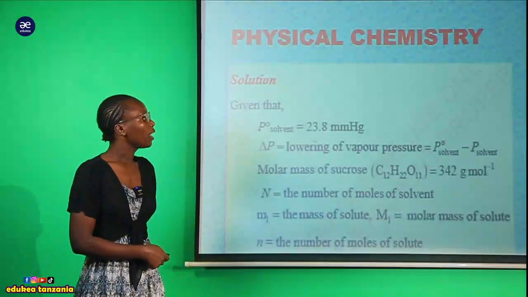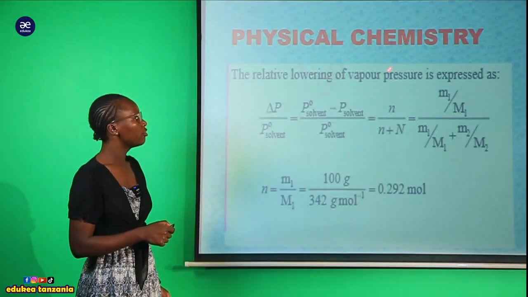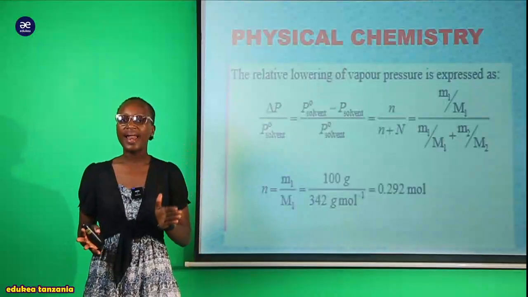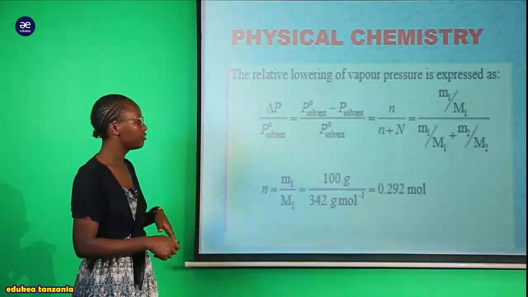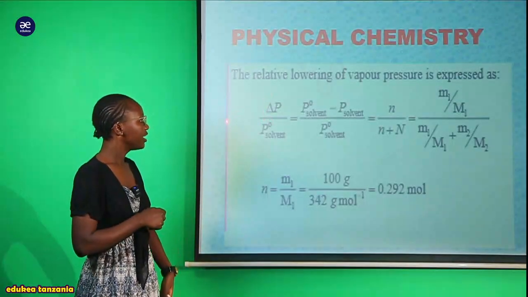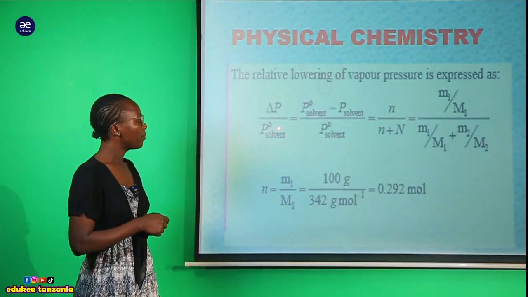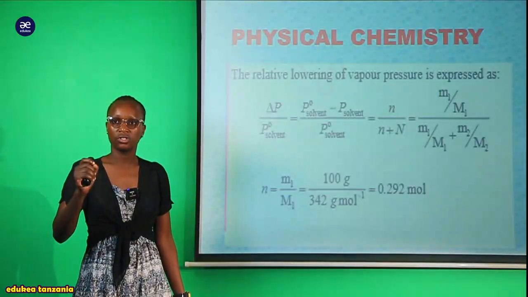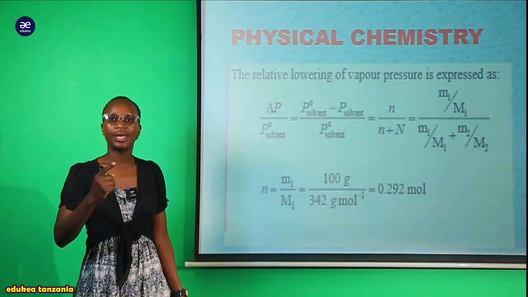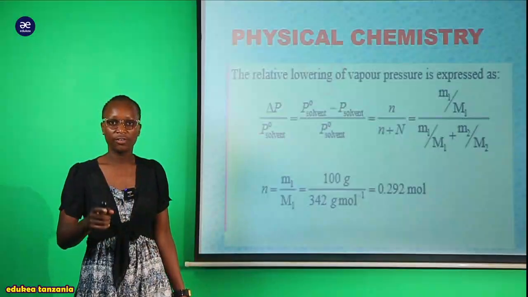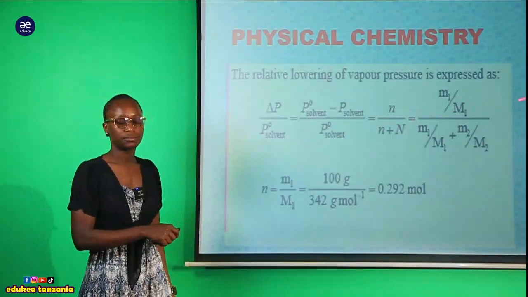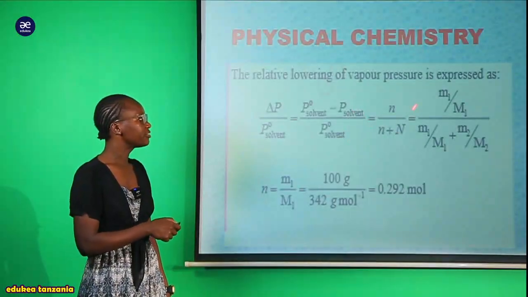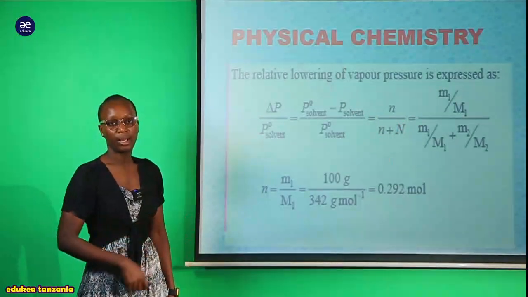So keep it. Now simply the relative lowering of vapor pressure is expressed as follows. Sasa tunarudi kwenye ile equation yetu kwamba relative lowering in vapor pressure inakuwa expressed katika formula hii hapa, ambayo tunajua kwamba change in P over pure vapor pressure of the solvent ni sawa na pure vapor pressure of the solvent minus vapor pressure of the solution over pure vapor pressure of the solvent, ambayo ni sawa na n over n plus capital letter N. So this is our formula, but from here tulisha simplify hii formula.